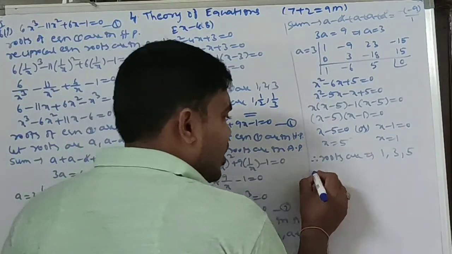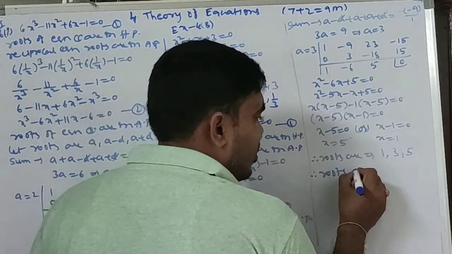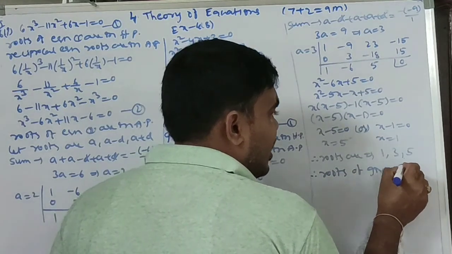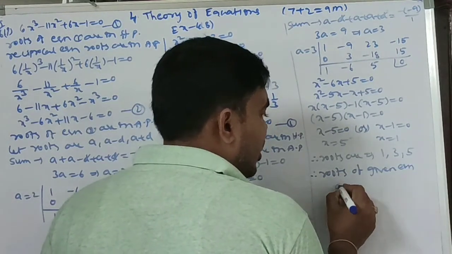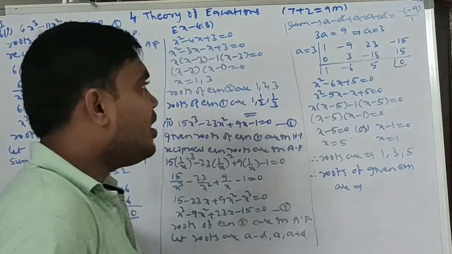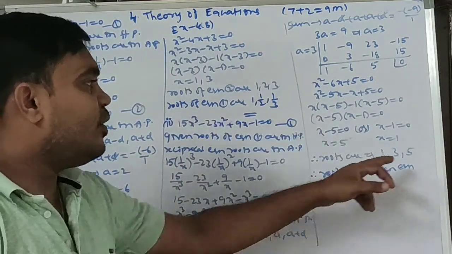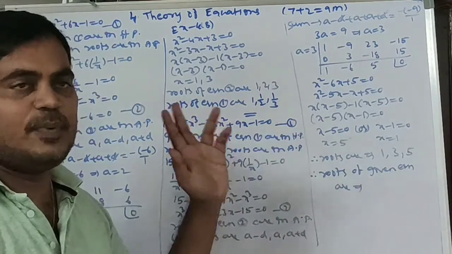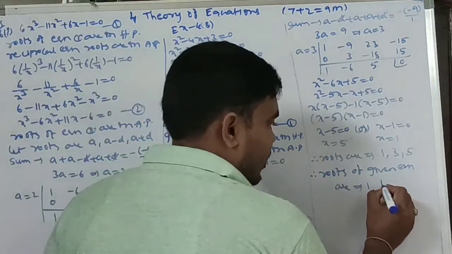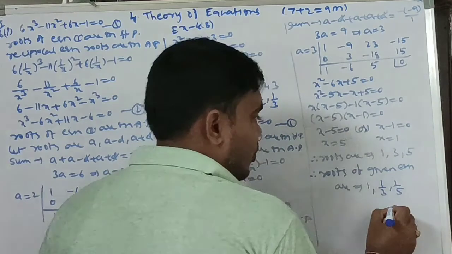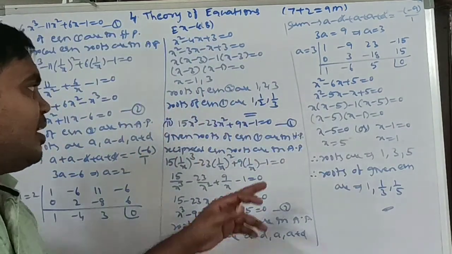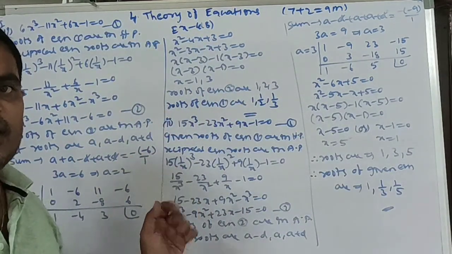So the roots of the given equation are the reciprocals of the reciprocal equation's roots. These roots are in AP, and the reciprocals of these are in HP. So 1 by 1, 1, 1 by 3, 1 by 5. So 1, 1 by 3, 1 by 5 are the roots of the given equation.